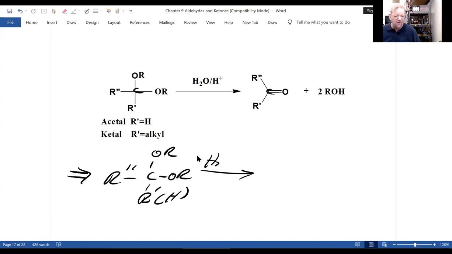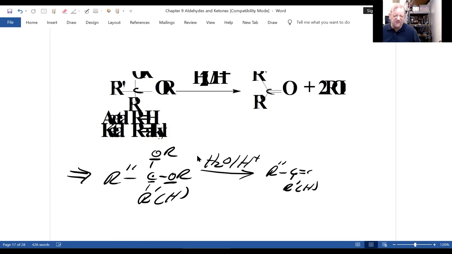If I react it with water and acid, where do you find that? In your stomach. And what happens was, again, look at this molecule. This is the only other place in all of organic chemistry which has two oxygens to the same carbon, the only place. And now, what's attached to that carbon in terms of hydrogen, carbons, R prime or H, R double prime, is still attached.